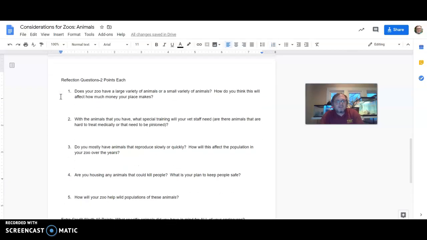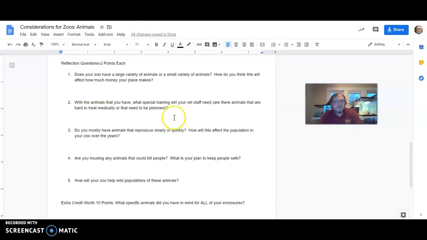After that, you're going to answer some reflection questions. These are worth 2 points each, and there's 5 questions altogether. Number 1, does your zoo have a large variety of animals or a small variety of animals? How do you think this will affect how much money your place makes? You might also consider whether or not they're very charismatic, like we talked about in the presentation, whether or not that will draw people in.